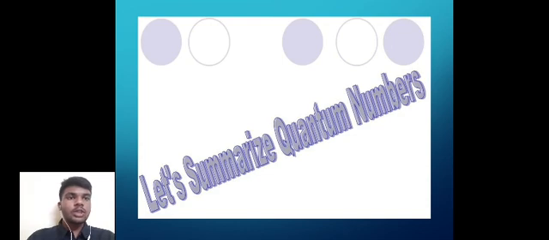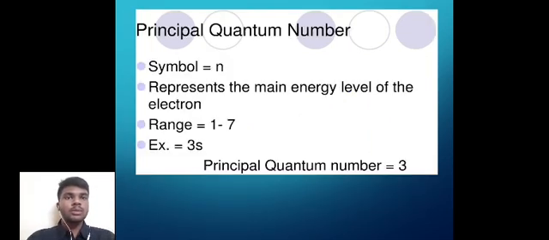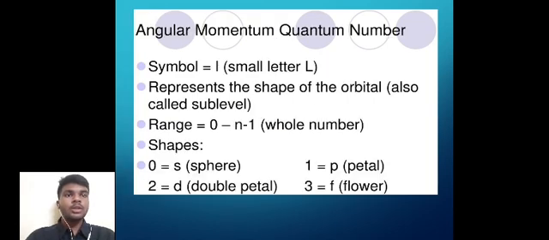Let us summarize the quantum numbers. Principal quantum number, symbol n. It represents the main energy level of the electron, range 1 to 7. Example: 3s, the principal quantum number is 3. Angular momentum quantum number, symbol l. Lowercase l represents the shape of the orbital, also called the sublevel. Range 0 to n minus 1, whole numbers. Shapes: 0 is s, sphere; 1 is p, petal; 2 is d, double petal; 3 is f, flower.